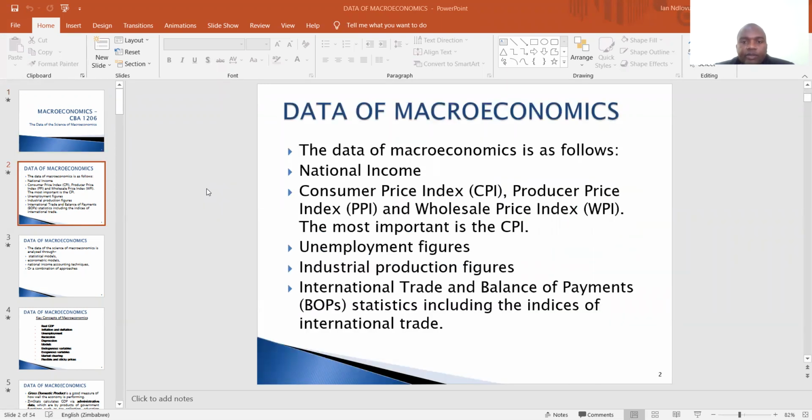The data of macroeconomics is as follows. We've got national income statistics, with the consumer price index, the producer price index, the wholesale price index, and the most important of the price indices is the consumer price index, which in the US is called the retail price index. And then we've got unemployment statistics, industrial production figures or statistics, international trade, and balance of payments statistics, including the indices of international trade as well.